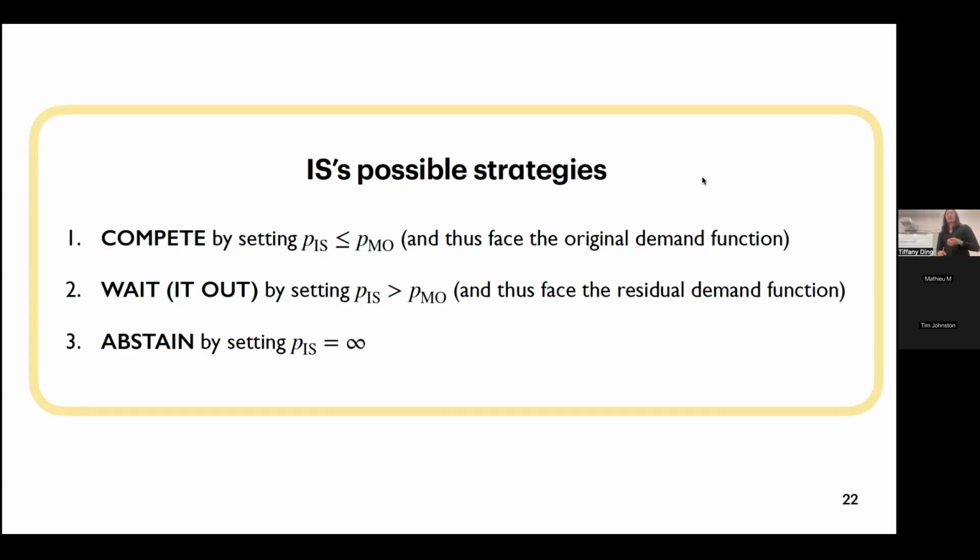And they can also abstain from selling at all, and I'll denote this by setting a price that's equal to infinity. So their quantity is equal to 0.